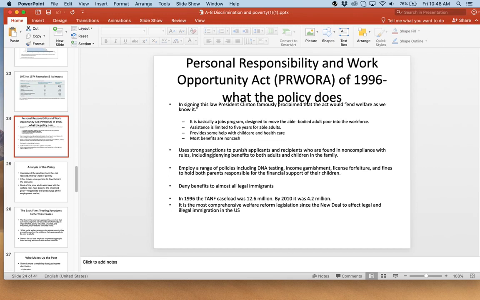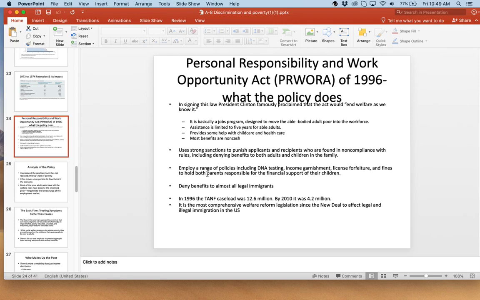It uses strong sanctions to punish applicants and recipients who are found in non-compliance with the rules. Now, you may not get this particular fact in the Act, but you can go outside the Act to check in the literature, and you can see how people have looked at it. And basically, they have concluded that it uses punitive measures. It doesn't actually help so much.